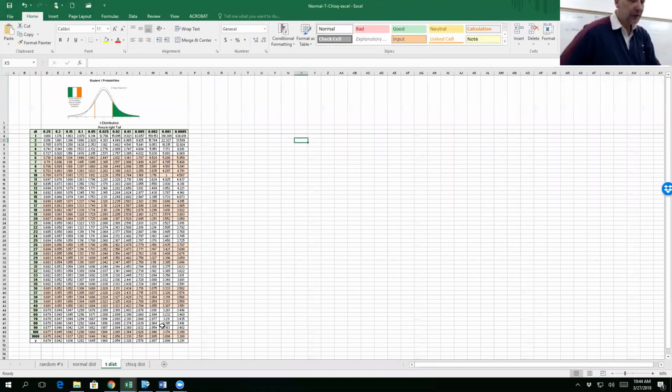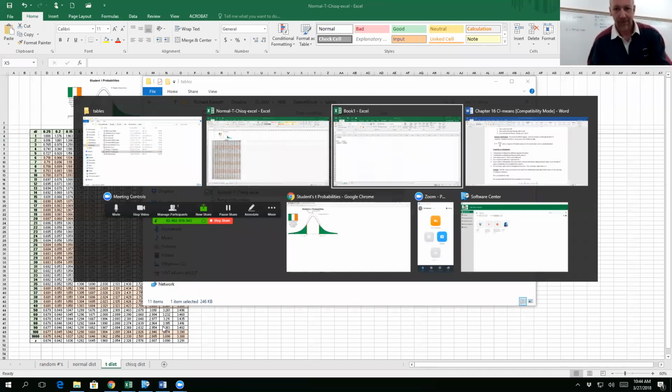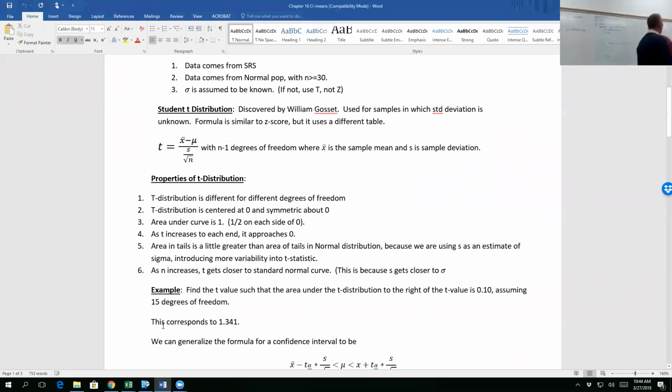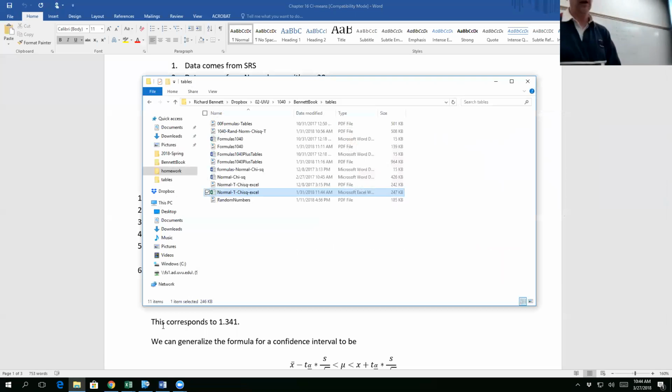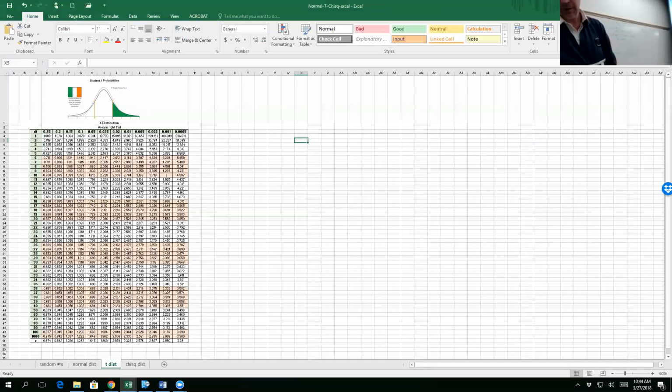Okay, so let's say, for example, that I want you to find the area with 10% to the right, and 15 degrees of freedom. Okay, so if we're looking here, now by the way, let me just mention this really quickly. I'll make that bigger. Notice this picture at the top of your page here.